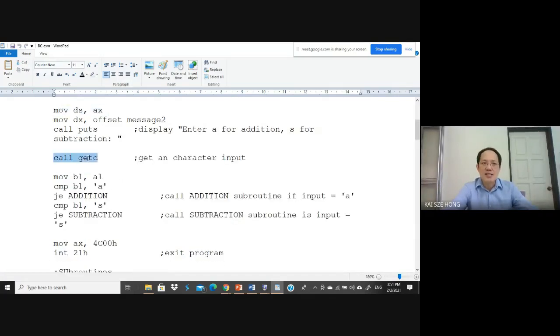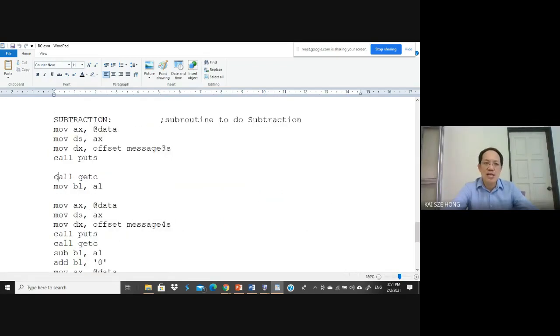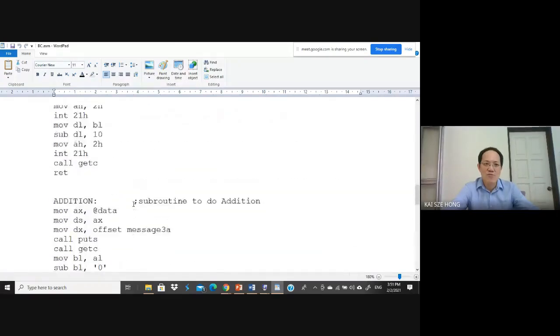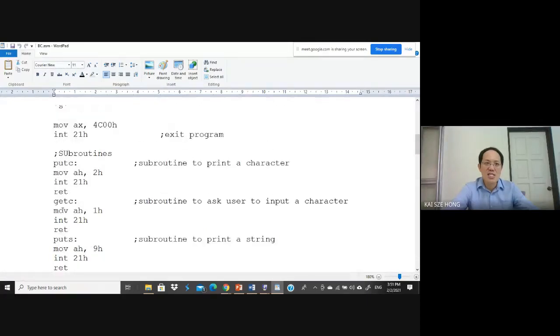Then they call the get C. For Intel assembly language, the get C is like this. If you want to get a character, you can move BL to AL. Let me see where it's get C. Not this, sorry. Get C is move AH, 1, interrupt 21H. So most of them will use the 21H. 21H will stop for a while and then ask you to key in a character.